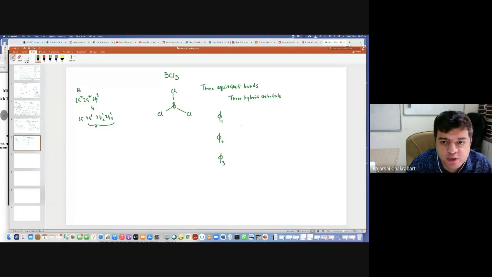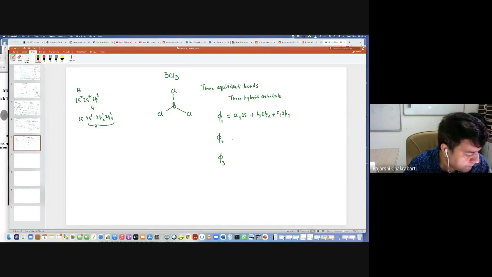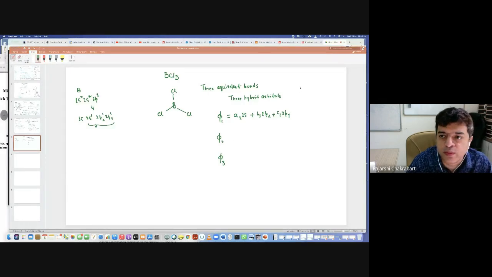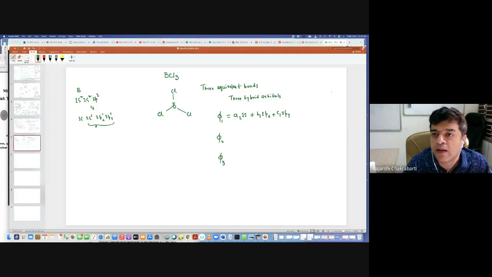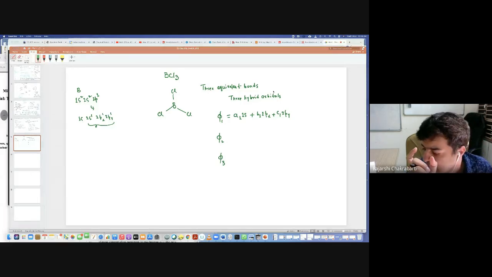So how do I do this? So let me write it down. Phi 1 is a1 2s plus b1 2px plus c1 2py. Okay. We have three equivalent bonds, okay, and they are situated at three corners.